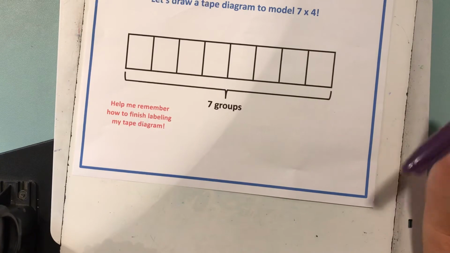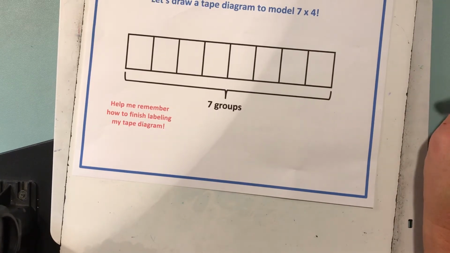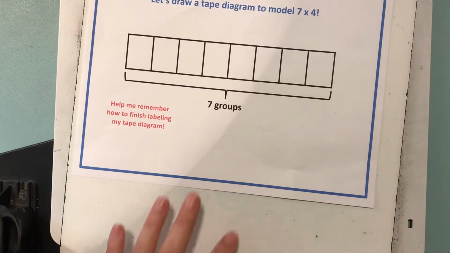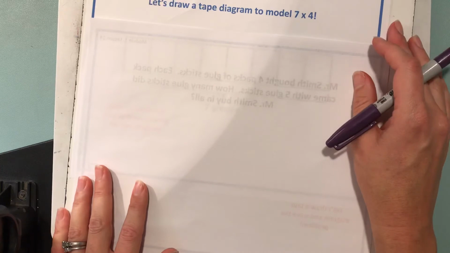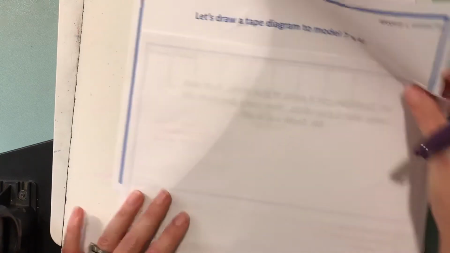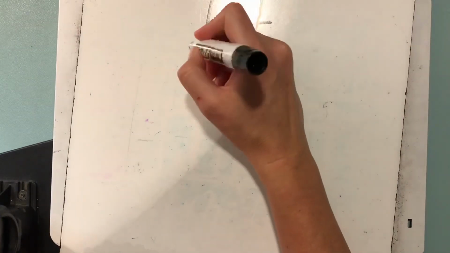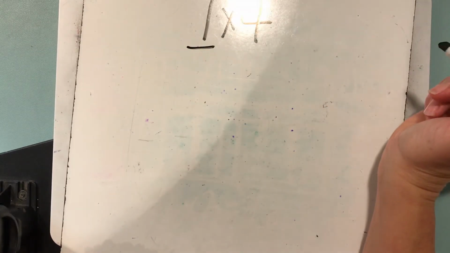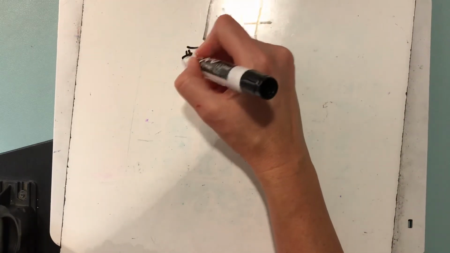So now let's draw a tape diagram to model 4 times 7. Oops, I'm giving you the answer right now. Let's draw a tape diagram to model 4 times 7. I want to put that on this board right here. Or 7 times 4. If I want to do this in a tape diagram, do I know how many groups I'm going to have? Yeah, I'm going to have 7. This is the number of groups, right?